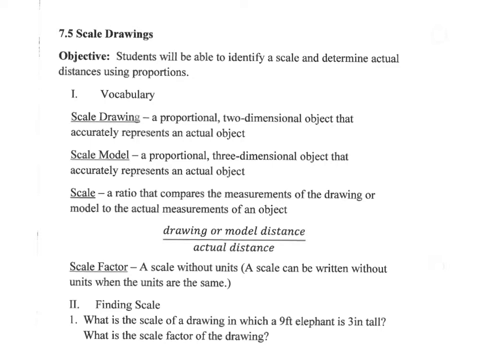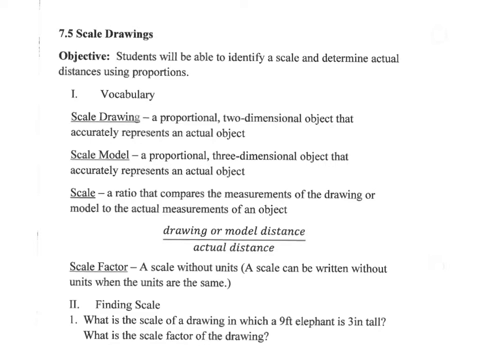That's a scale drawing. A scale model is a proportional three-dimensional object that accurately represents an actual object. So a scale model is something like the globe that you can hold in your hands. Or if you're looking at the structure of a cell, it's a three-dimensional diagram of a cell.